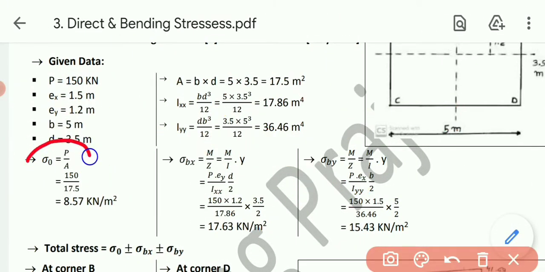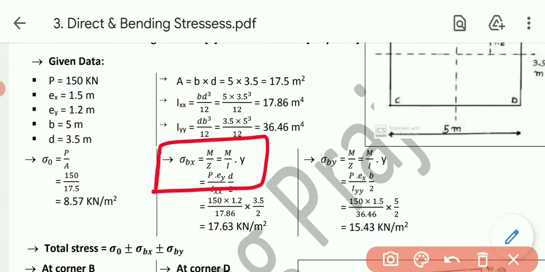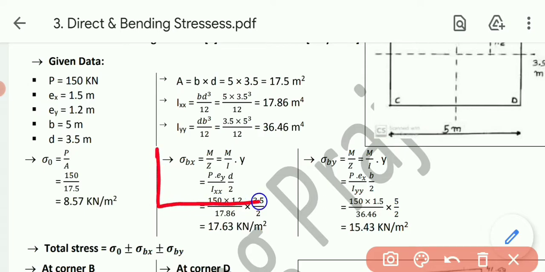For example, the sigma 0 formula is P by A, that is direct stress, there is no difference in that one. But the sigma bx formula will be different. Sigma bx is sigma b, that is M by Z. Now we all know that M by Z equals I by y, that is, Z means I by y. Now we need to calculate sigma b in the x direction as well as in the y direction, so this time we calculate with respect to horizontal as well as vertical. So first of all, sigma bx: the formula will be M by Z, where Z stands for I by y.